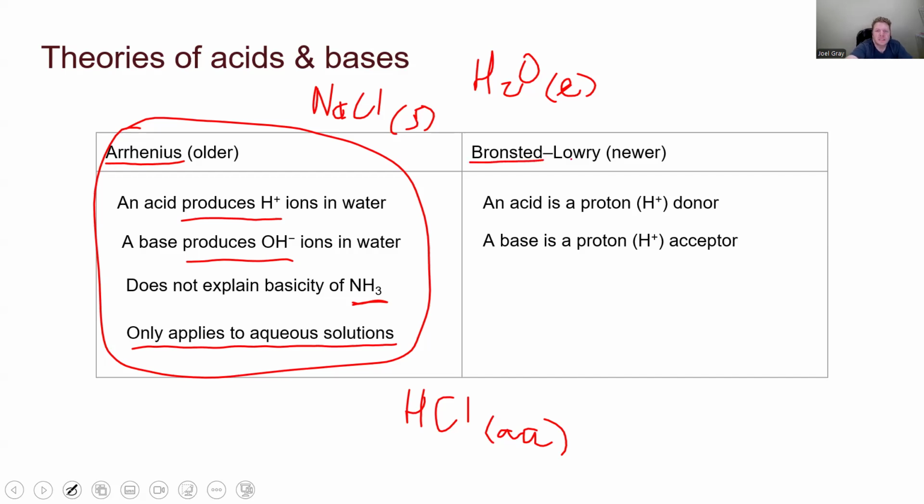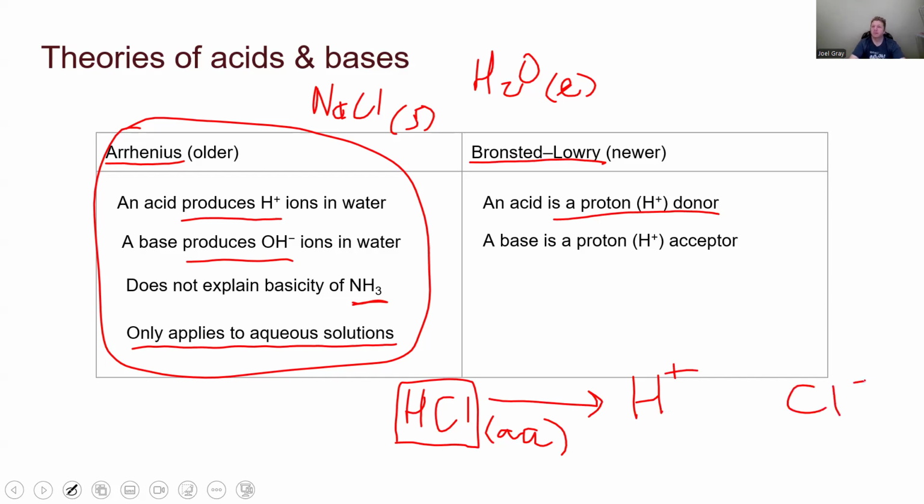What is known as the Bronsted-Lowry definition of an acid or a base is the more commonly used one to date, and it's the newer one. An acid is a proton donor. So if you take something like HCl, when you add it to water, it will separate into H+ and Cl-. So it donates H+. So that's why it's an acid.